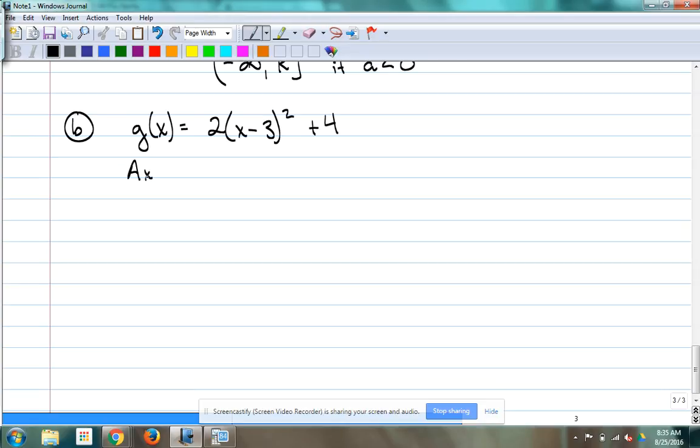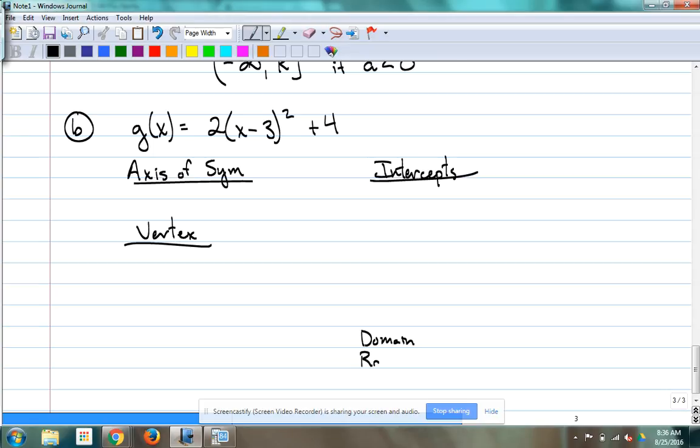So again, we're going to do axis of symmetry. I'll abbreviate a little bit here. Our vertex, intercepts, and then I'm going to go down here and domain and range. So those are the things we want to be able to find for any equation, really. We know axis of symmetry and vertex are part of this because it's quadratic. And the squared part is what makes it quadratic. I don't know if I mentioned that already, but.